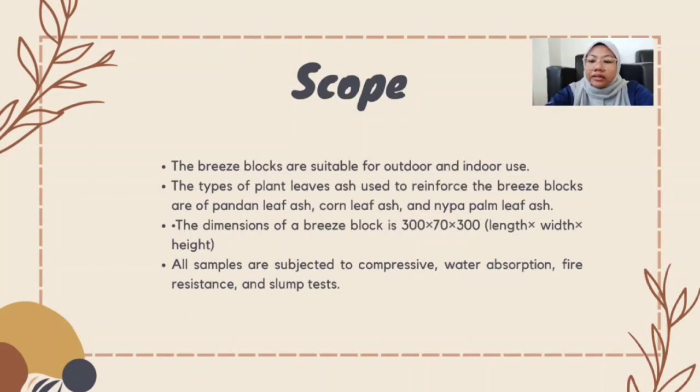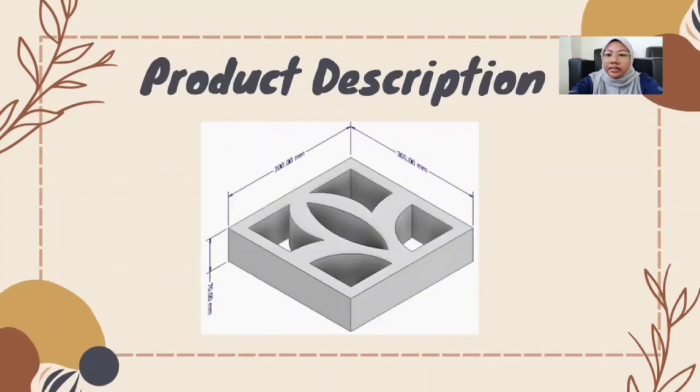The dimension of a base block is 300 mm times 70 mm times 300 mm, which is length times width times height. All samples are subjected to compressive, water absorption, fire resistance, and slump test. Product description. This is our base block product design. The dimension of the base block is 300 mm times 70 mm times 300 mm, which is length times width times height.